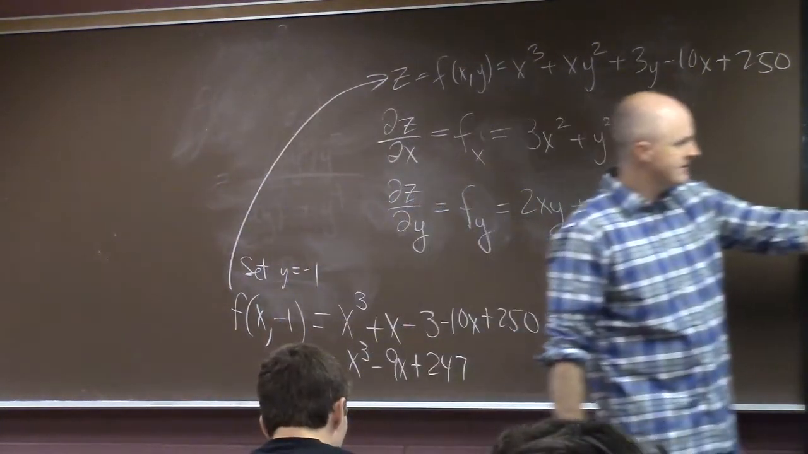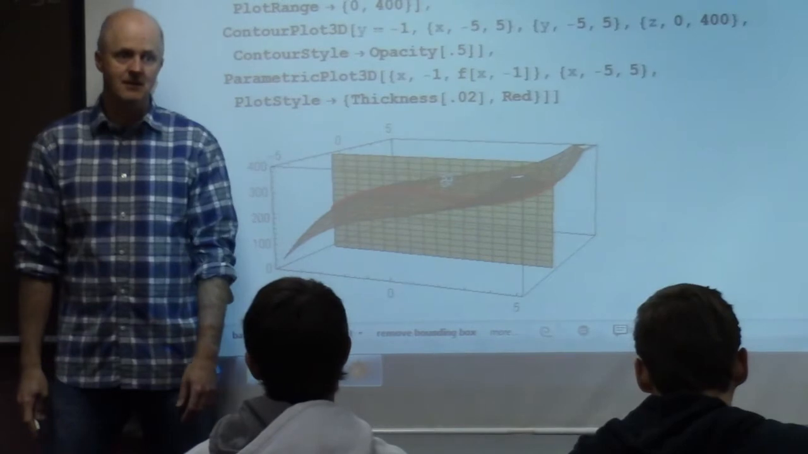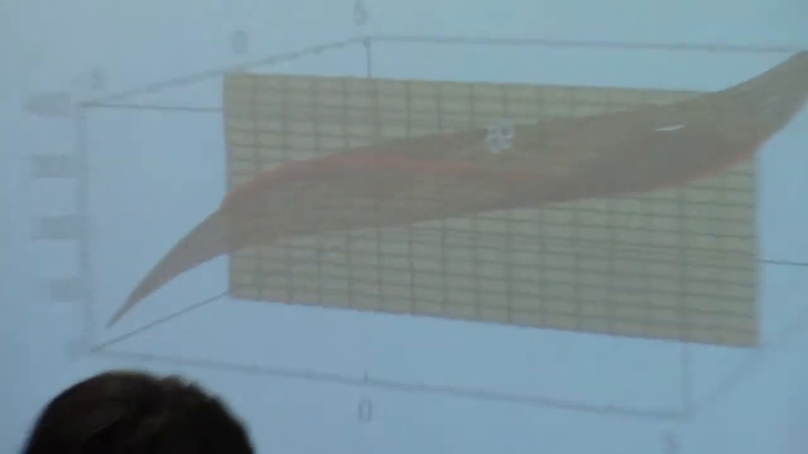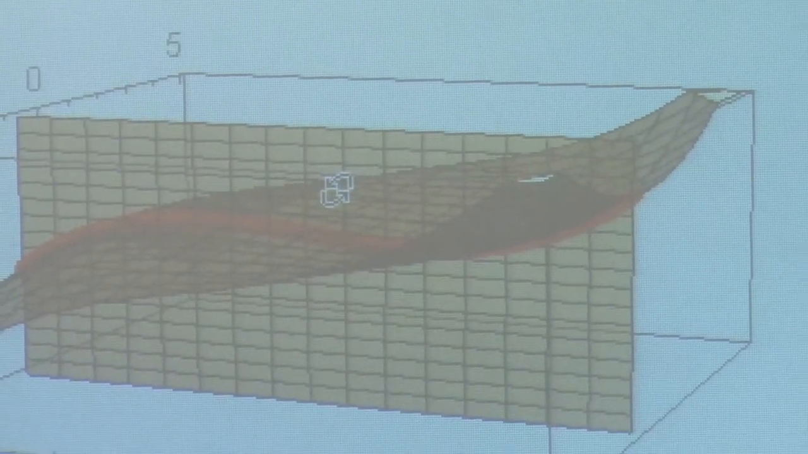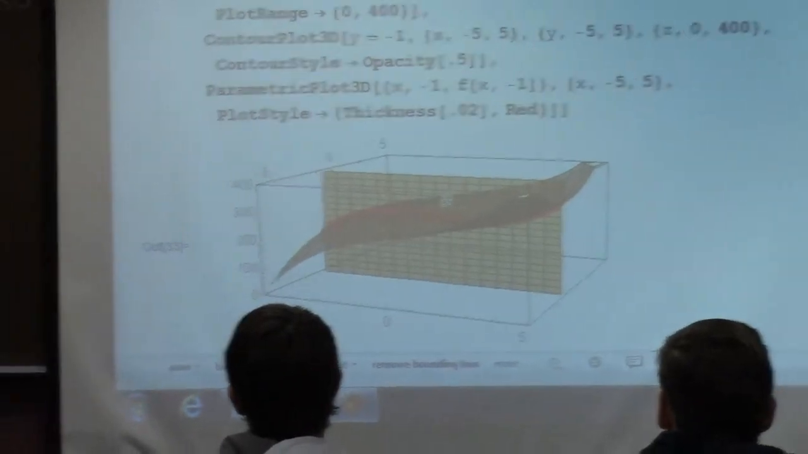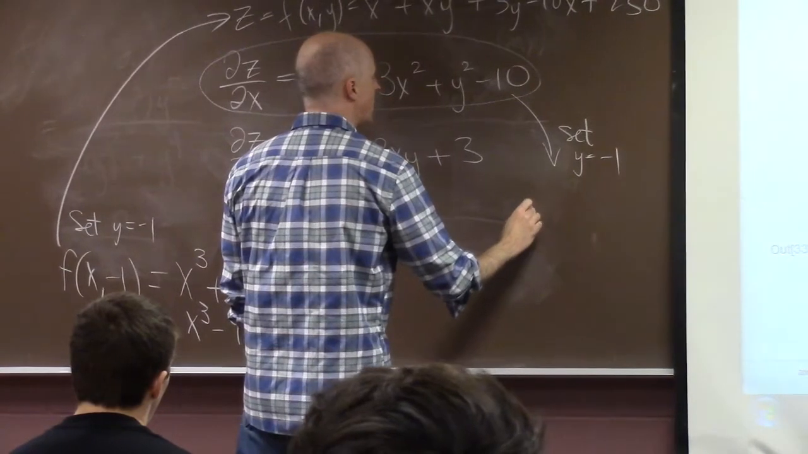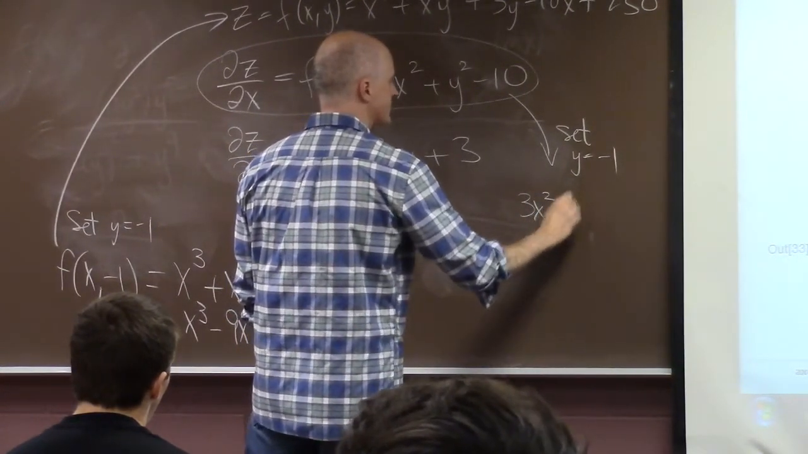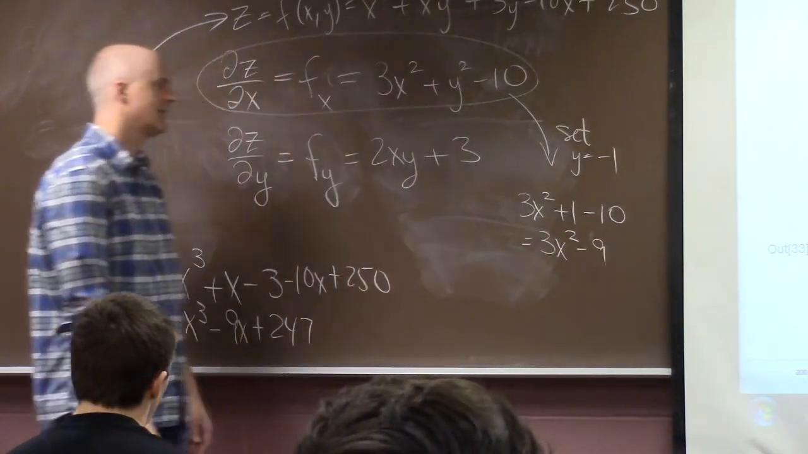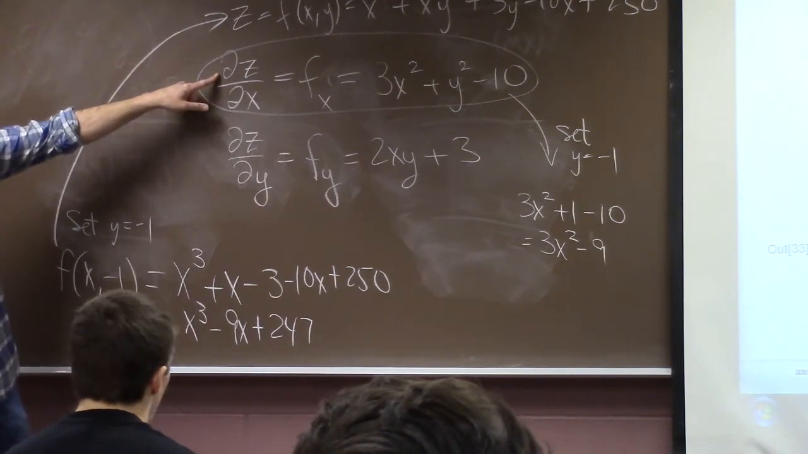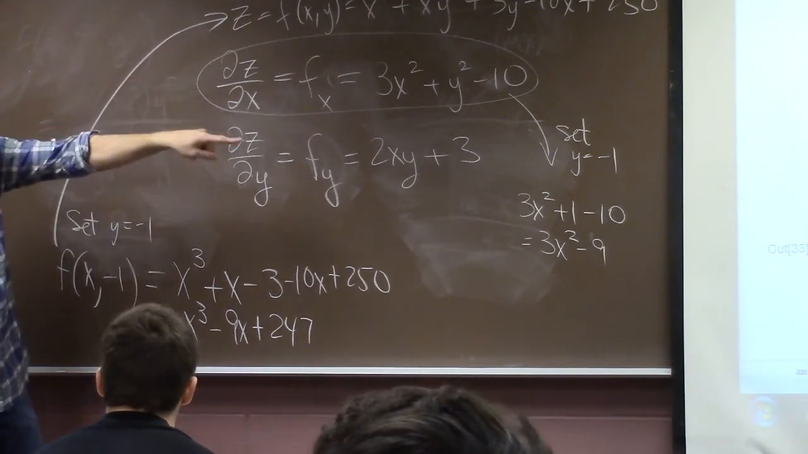That red graph, thought of as a function of x, is the graph of that cubic. You can think about its slopes by looking at the partial derivative with respect to x. You take this partial derivative and set y equal to -1 in it, you're going to get 3x squared plus 1 minus 10, 3x squared minus 9. That's the partial derivative of z with respect to x, the rate of change or slope of z with respect to x, when y is fixed at -1.